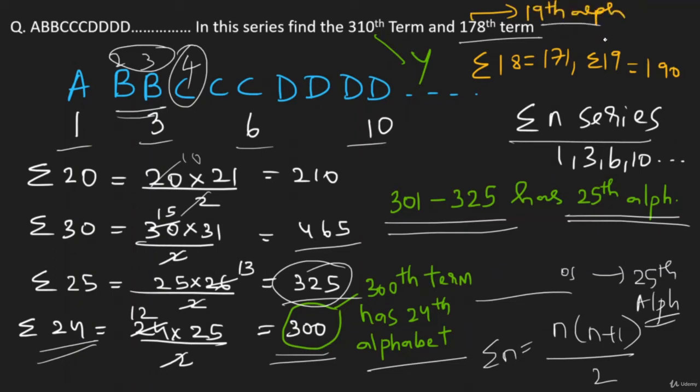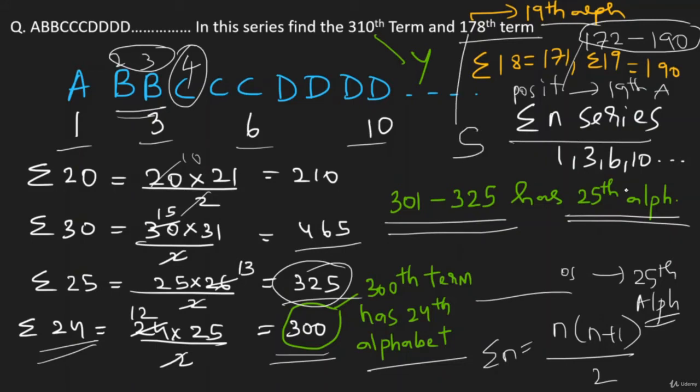The terms from the positions from 172 till 190 will have the 19th alphabet, right? And what is the 19th alphabet? It's S, right? S is the 19th alphabet. So over here your answer is S.